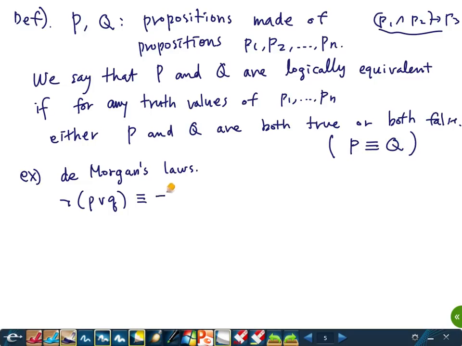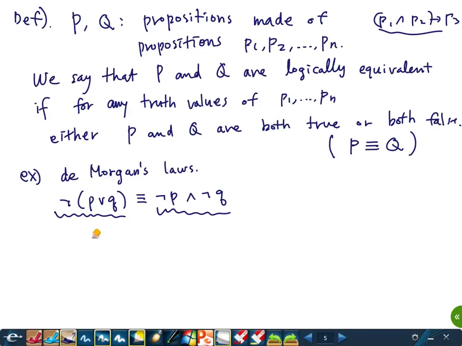This is not P and not Q. This is a proposition made of 2 propositions, right? P and Q. This is another proposition made of 2 propositions. They look a little different, but they are equivalent in the sense that if you decide the truth value of P, truth value of Q in any way you want, they will be the same.